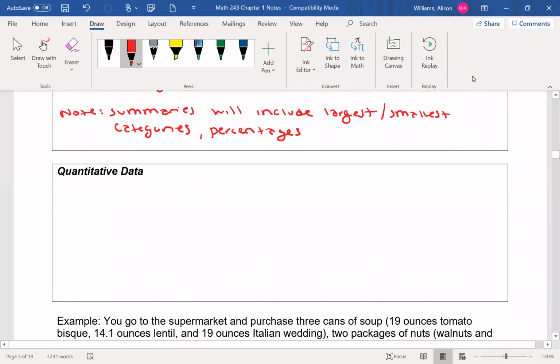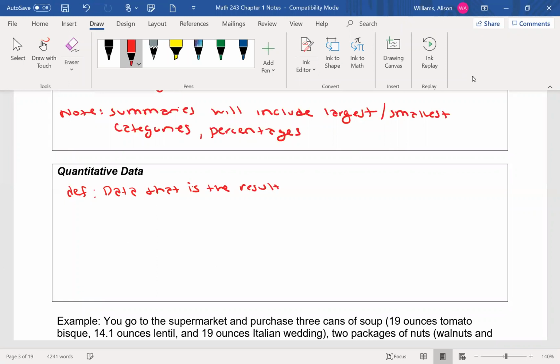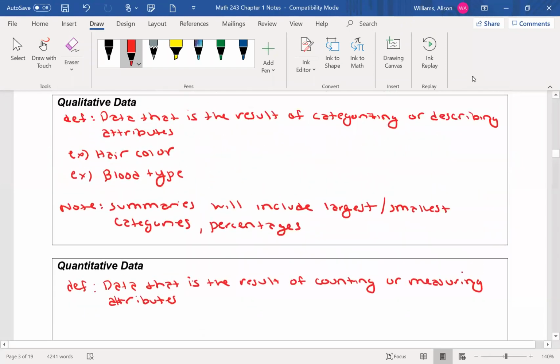For quantitative data, that's a little bit more exciting. So this is numerical data here, and the formal definition is data that is the result of counting or measuring attributes. I like that. Data that is the result of counting or measuring attributes. I just realized attributes is spelled with 2 T's. And I did it up there.